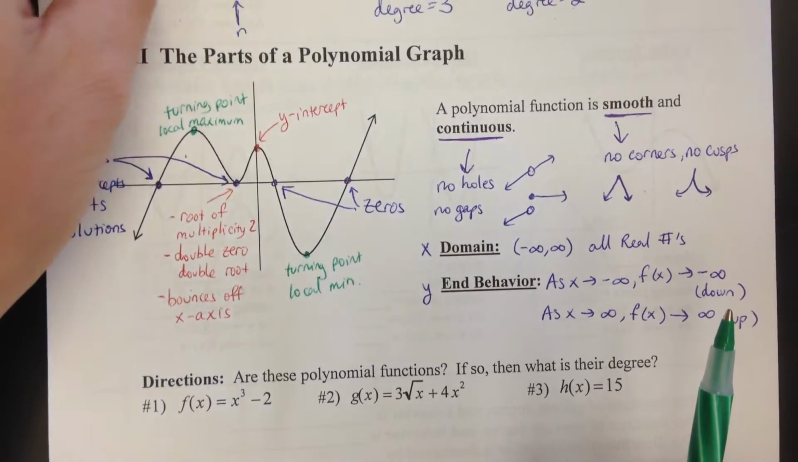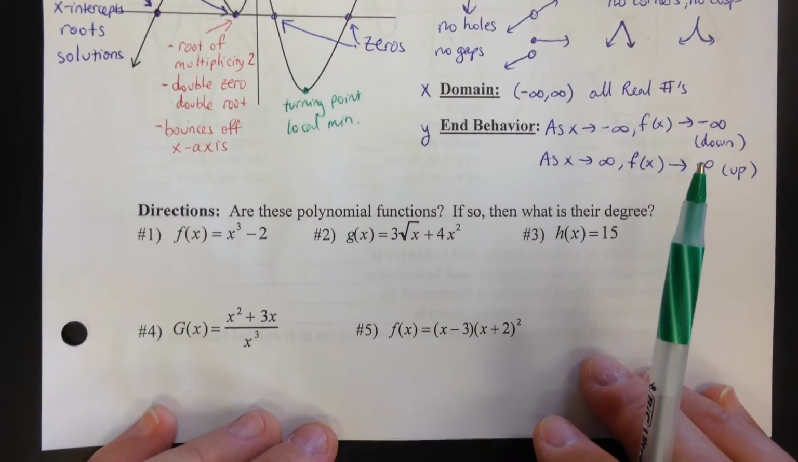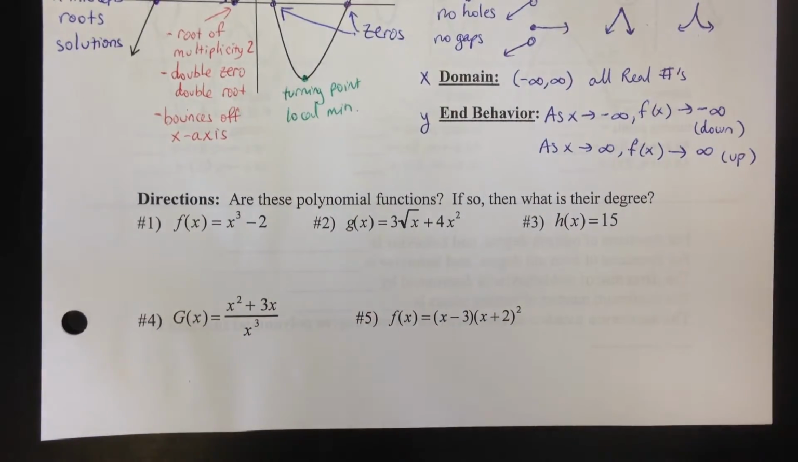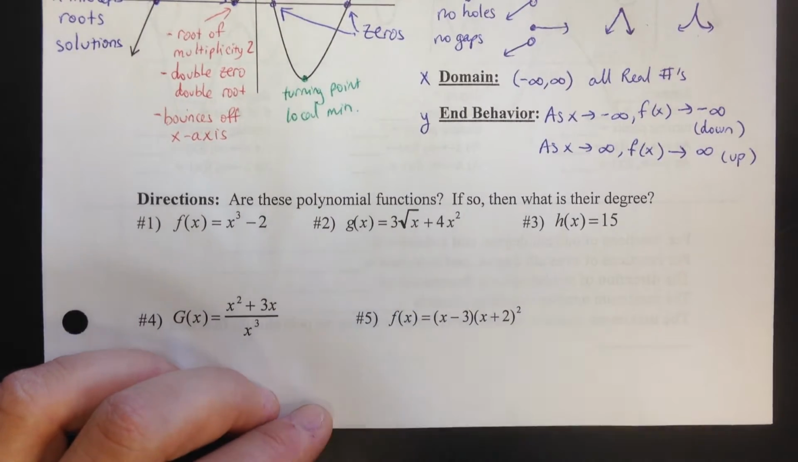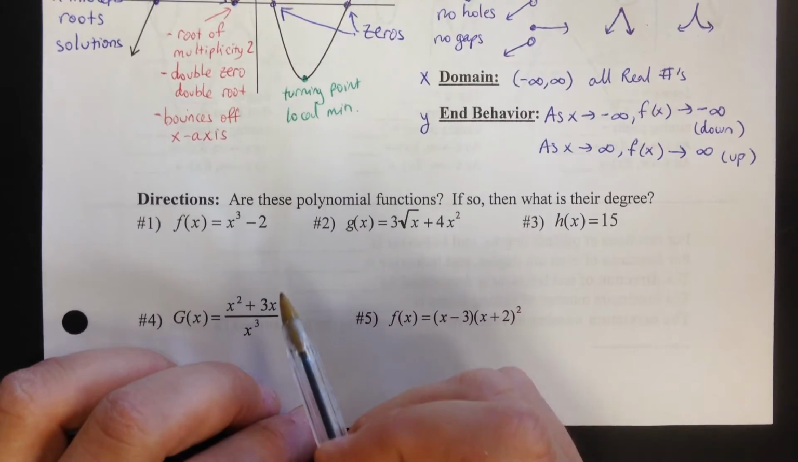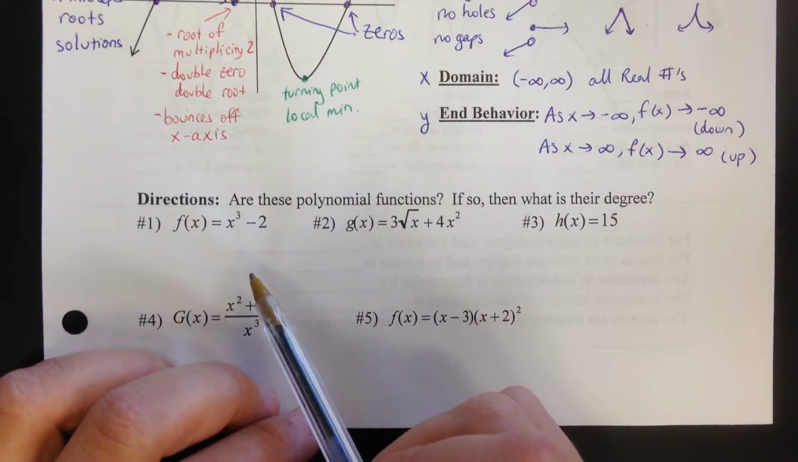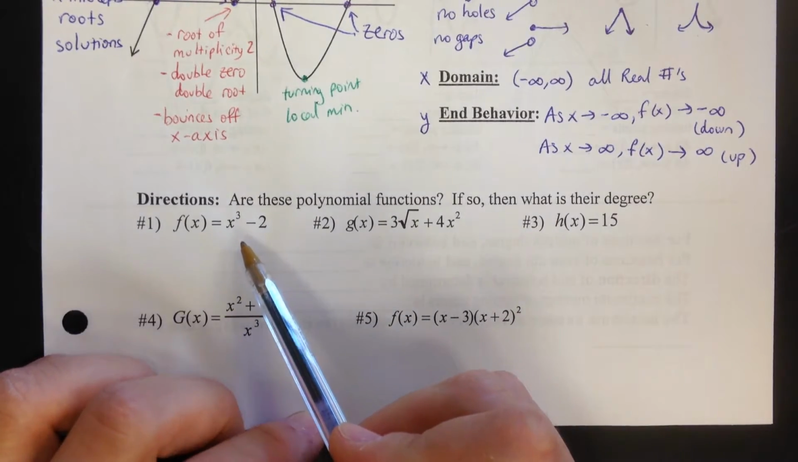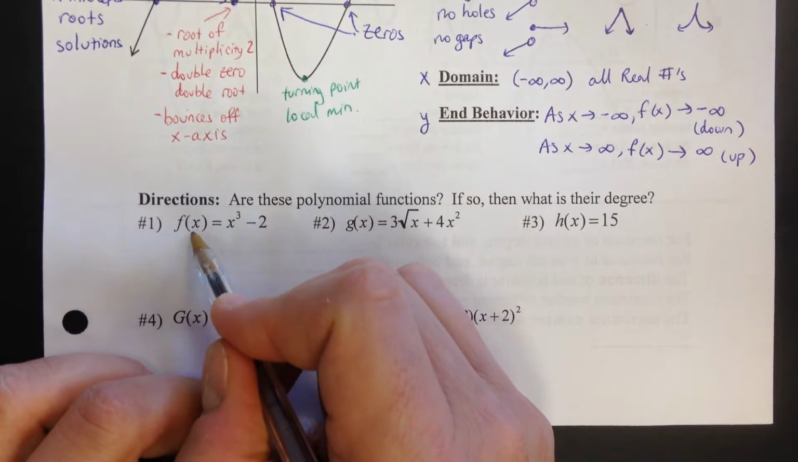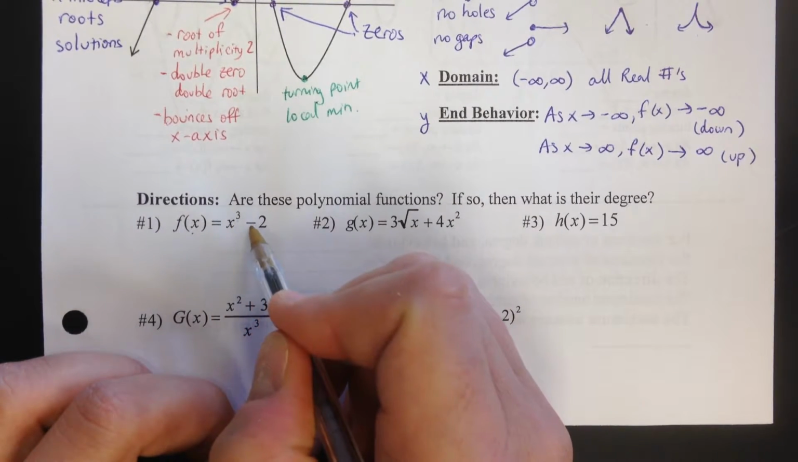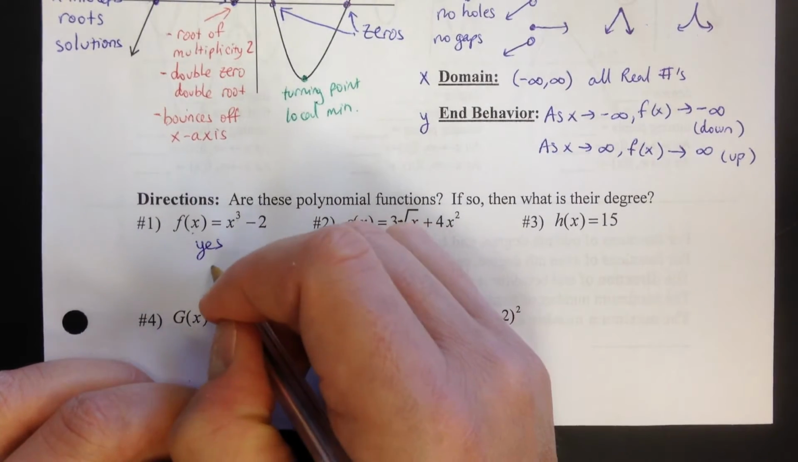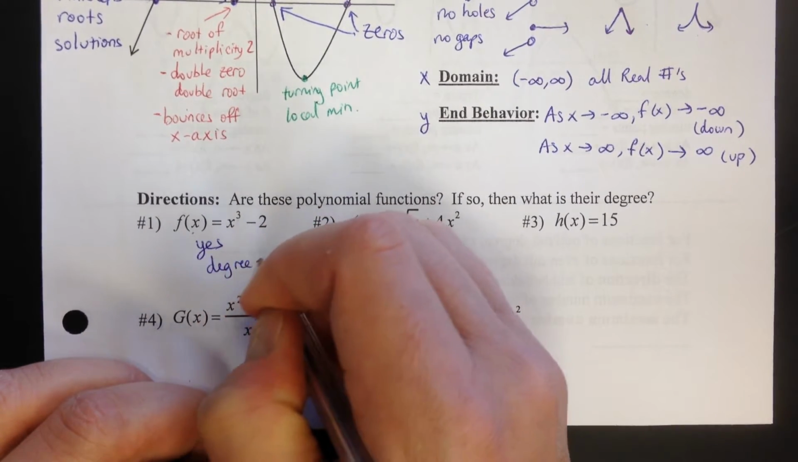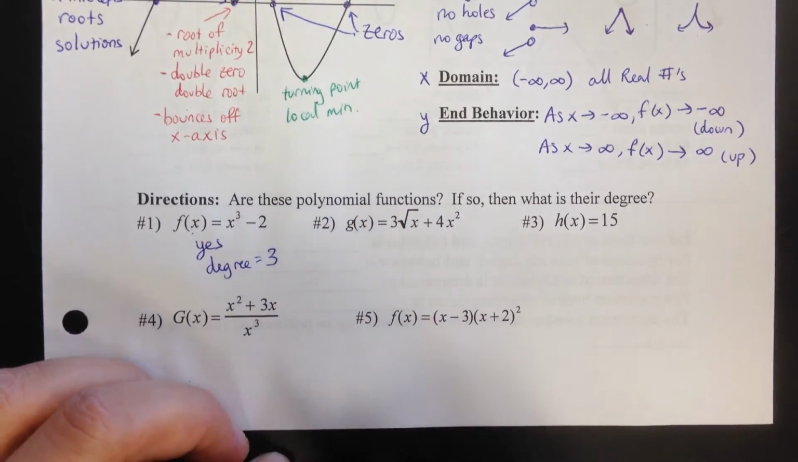Okay, now a couple examples here. Are these polynomial functions? If so, then what is their degree? So a polynomial function, the exponents have to be non-negative integers. Okay, so this is y equals x to the third minus 2. That's a yes. That's a polynomial function. The degree is 3 because the highest exponent is 3.